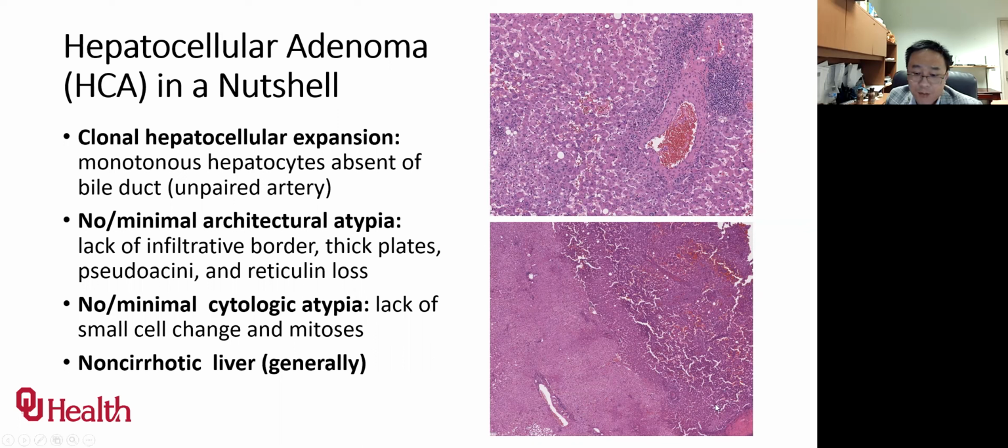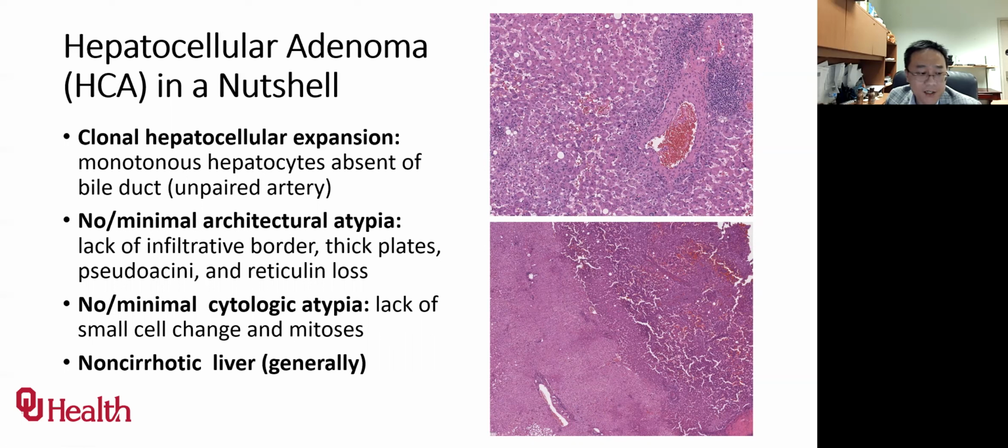So this is my tumor. You can see that the junction between tumor and the normal liver is sharply delineated, and you don't see an infiltrative border, and you don't see thick plates. You don't have pseudoacini or reticulin loss. In addition, you should not see cytological atypia, or only minimal cytological atypia. You should not see small cell change or mitosis.